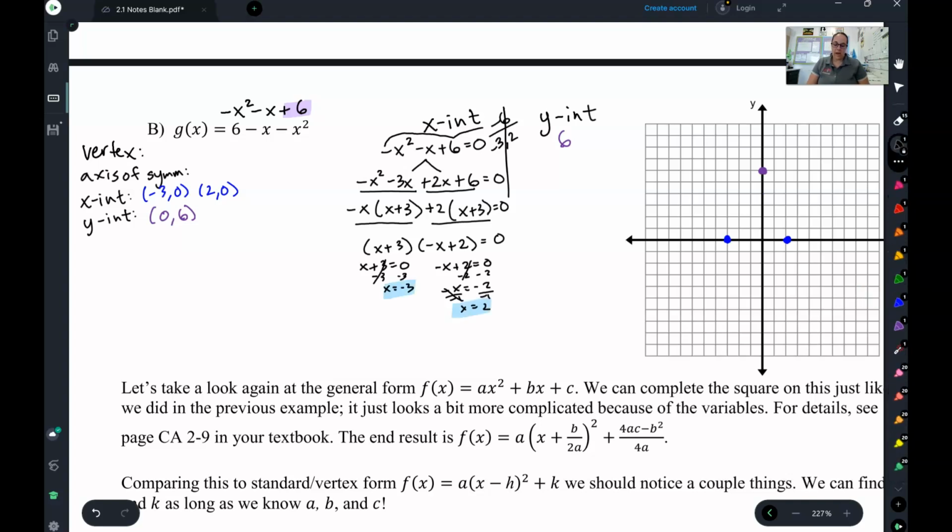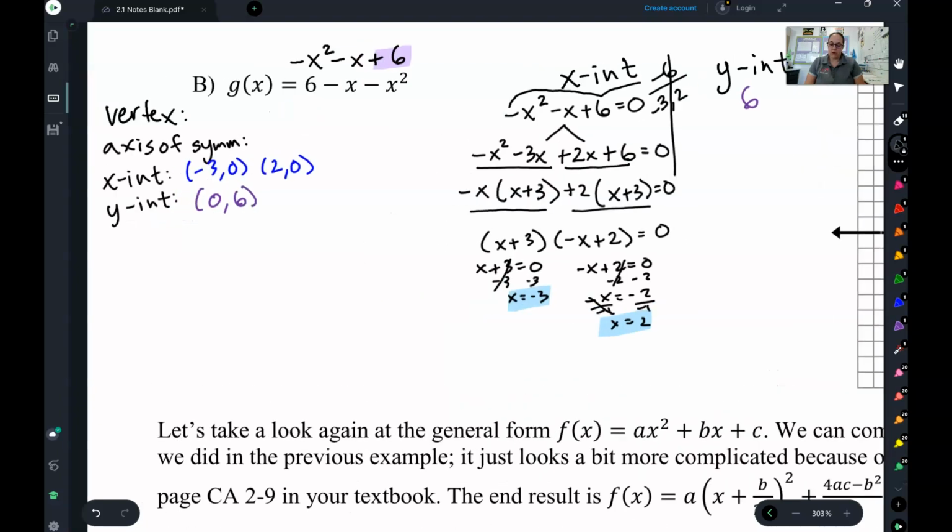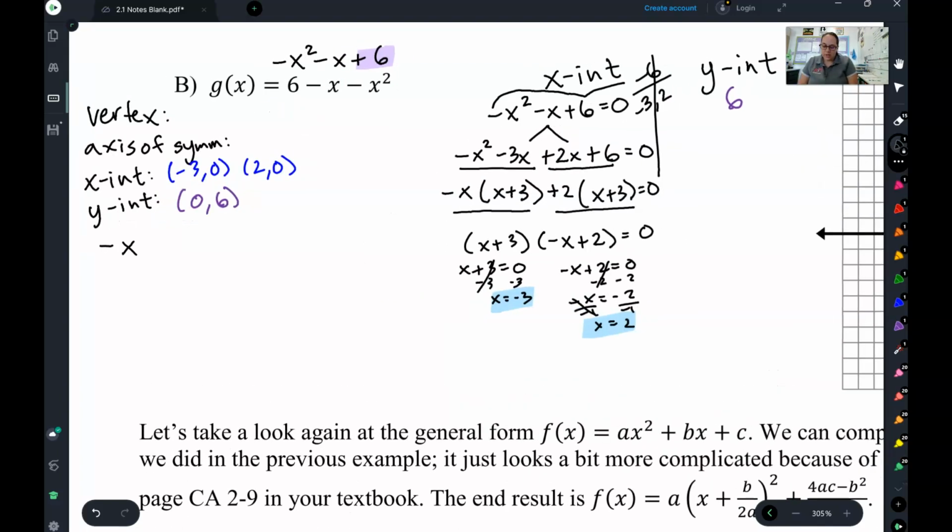Okay, I have my x-intercepts and my y-intercept done. That means I have exhausted my standard form. So next thing I need to do is complete the square to get my vertex form. Now, something about completing the square to get your vertex form. First off, you really aren't allowed to have anything in front of the x squared when you complete the square.